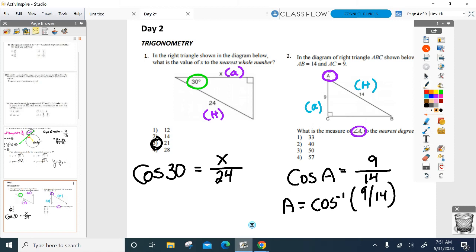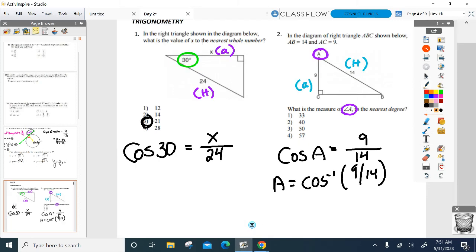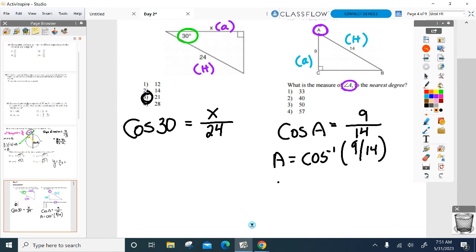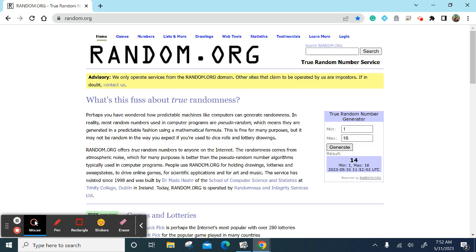Already on number 2, started the video late. My apologies. So when I do inverse cosine here, angle A to the nearest degree, 14.